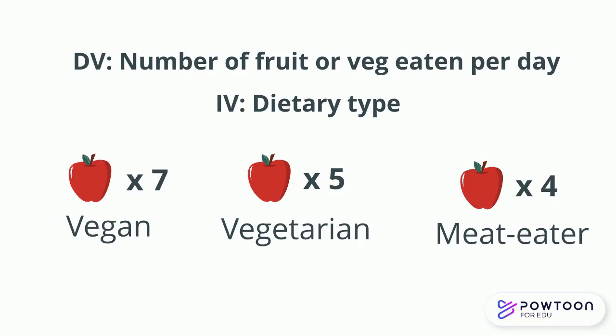So in this example, we might look at whether there are significant differences in the amount of fruit or veg people eat a day based on their dietary type. To see how we test for difference, let's look at another example.